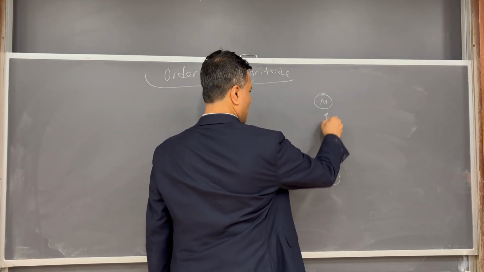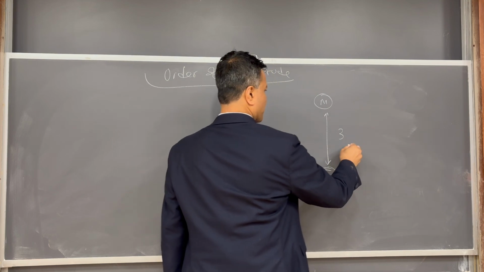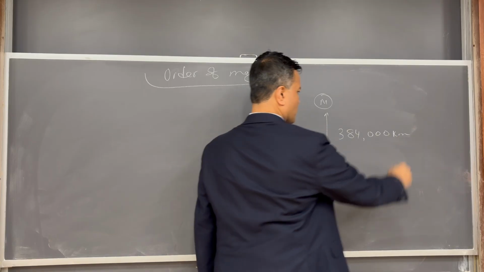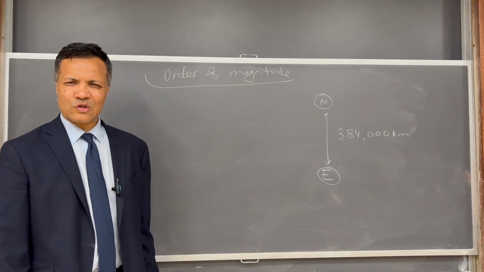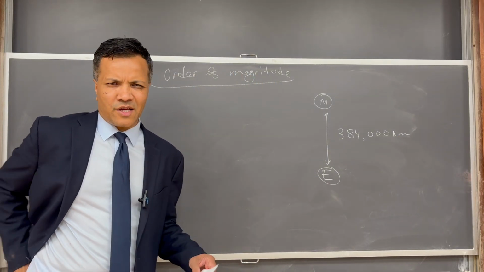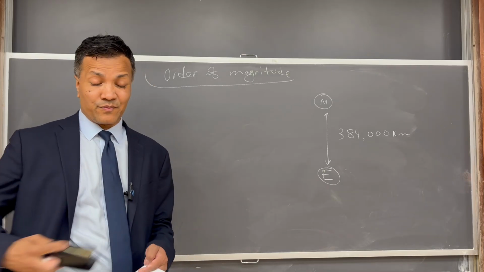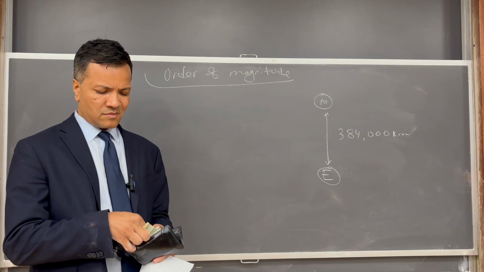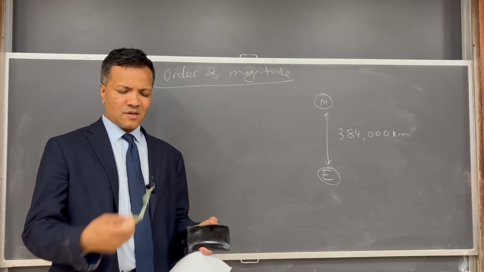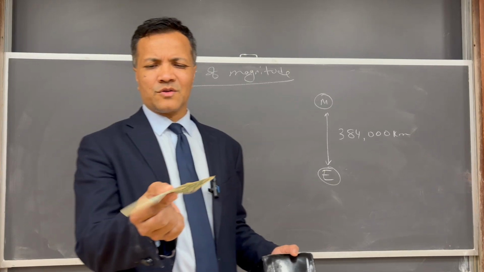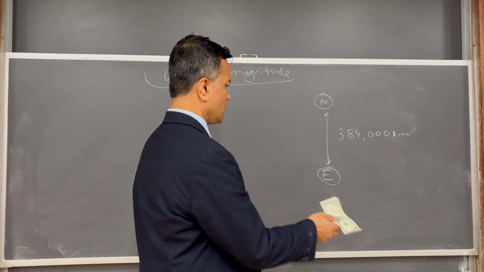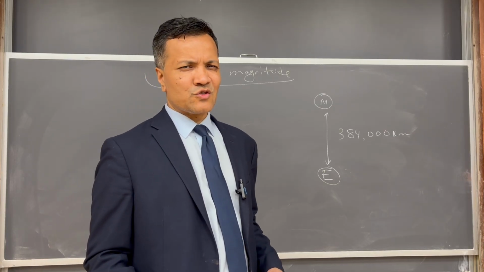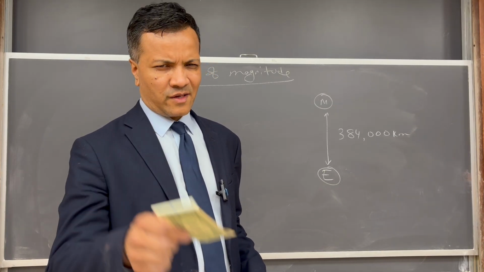and the distance between Earth and Moon is 384,000 kilometers. Okay, so if I ask you how many dollar bills you need to make a staircase between Earth and Moon? Okay, if you take a dollar bill, this is a dollar bill. If I ask you how many dollar bills you need to make a staircase from Earth to the Moon, you probably have to use order of magnitude and not sig fig.